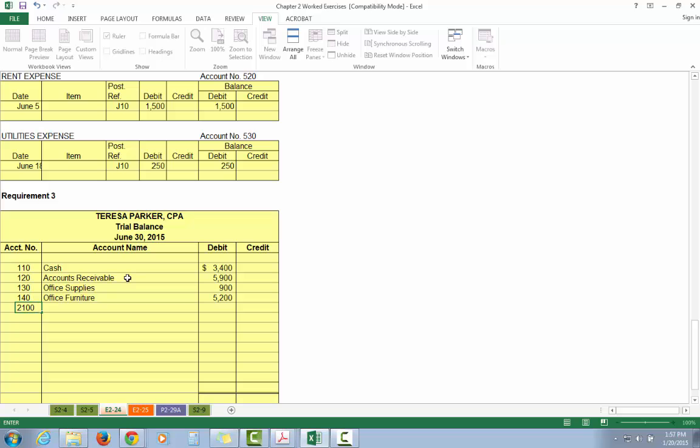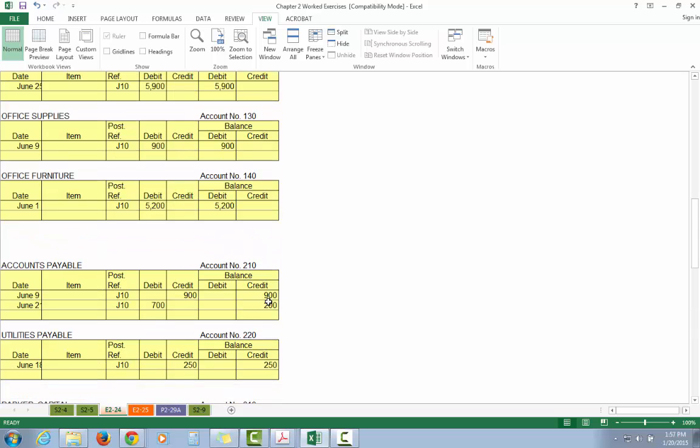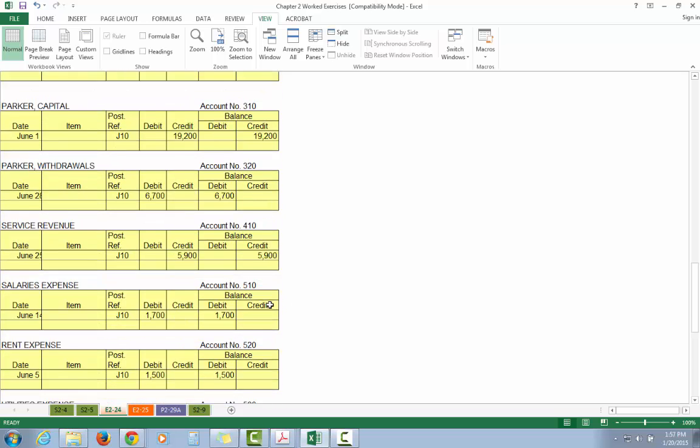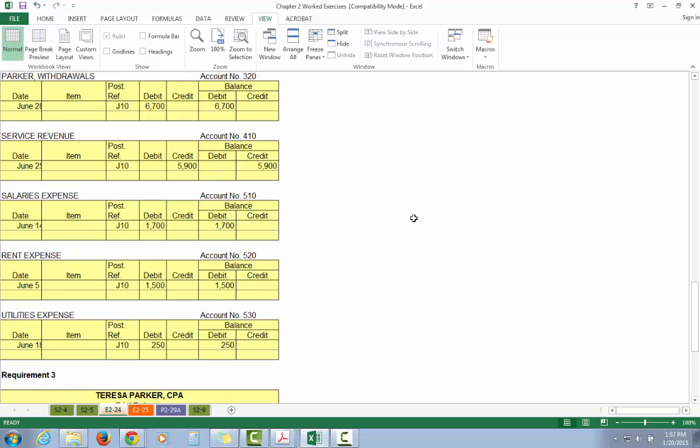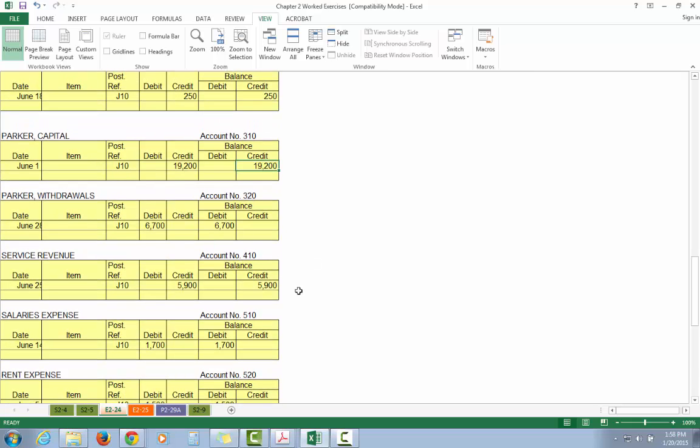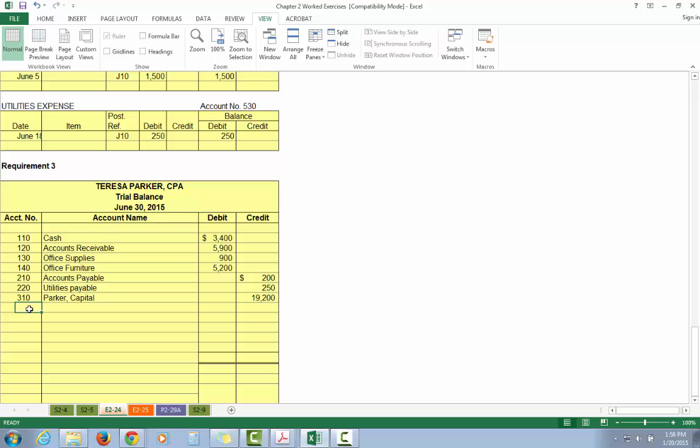And then accounts payable, that was the last asset. Remember, we paid it down to $200 credit. So come up here, you'll see accounts payable. It's a credit balance of $200. And then 220 was utilities payable. It's a credit of $250. We've got Parker Capital. It's a balance of $19,200. So we go up here, capital $19,200. Withdrawals of $6,700.